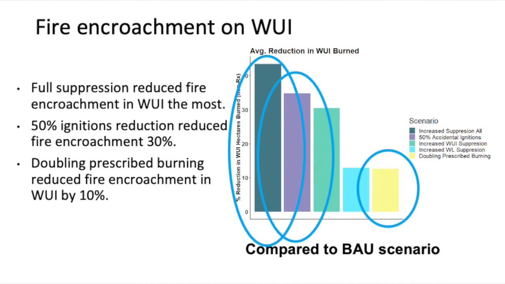Okay, but if you have 50% ignition reduction, reduced fire encroachment by about 30% into the WUI. If you only are doubling prescribed burning, okay, so this is not changing your suppression tactics. If the only thing you're gonna do is double, that's the 200% one, you get about a 10% reduction in fire encroachment into the WUI. It's not all bad news, I promise.